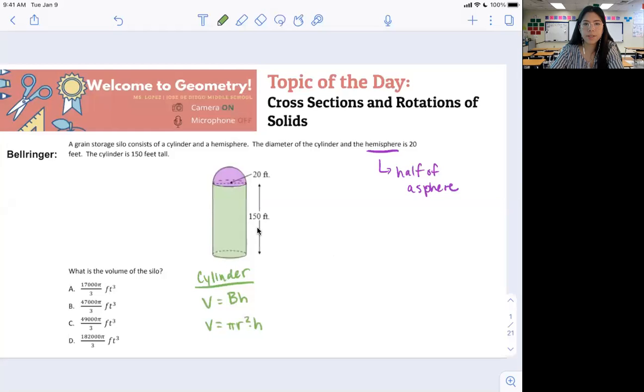What would be the radius? They tell us that the diameter is 20. So we got 10. So we got pi times 10 squared times 150. Go ahead and figure it out in terms of pi. What is the volume in terms of pi?